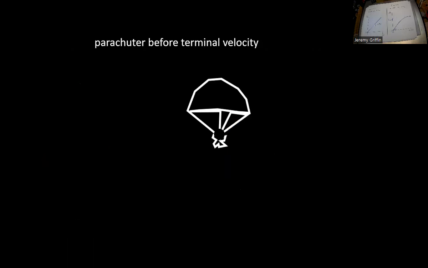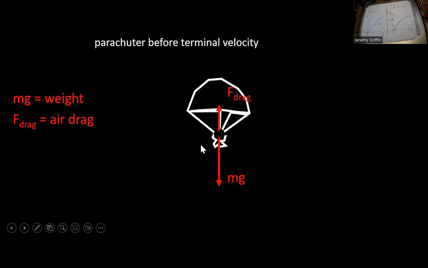Ooh, a parachuter before terminal velocity. So the parachuter's falling down, has some weight. So he's just opened his parachute. You're starting to build some drag force up. But see, that snapshot right there, that's the entire answer, by the way. That snapshot right there is the parachuter still gaining speed, still speeding up towards the ground.